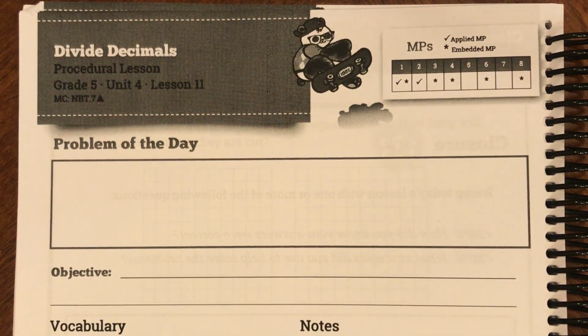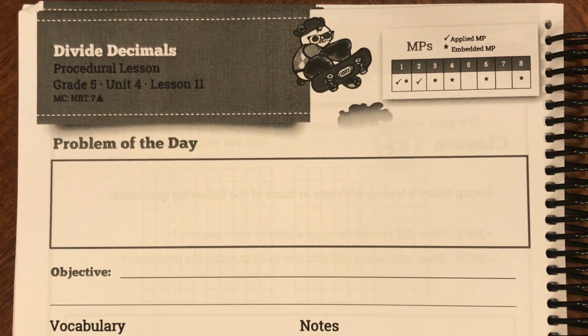Today we're on page 285, and today we're not learning anything new. What we are going to be doing is combining our last two lessons. So we're just going to be combining our last two lessons. So we're going to be dividing decimals still.